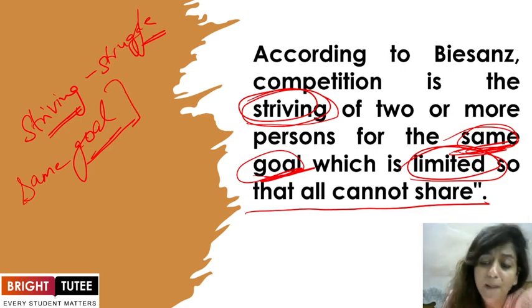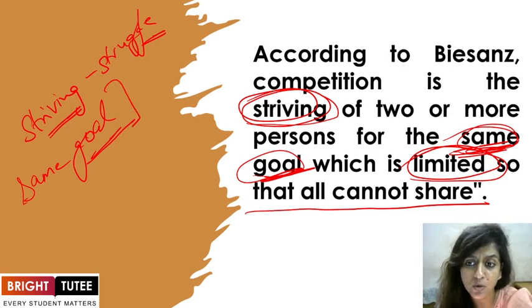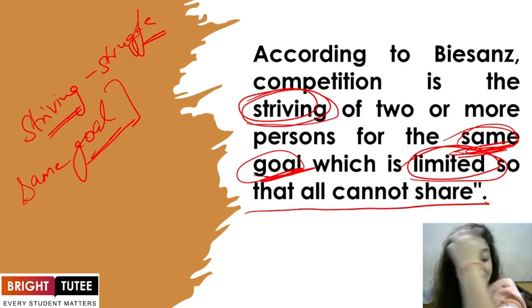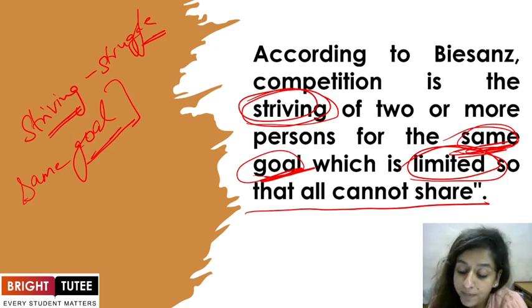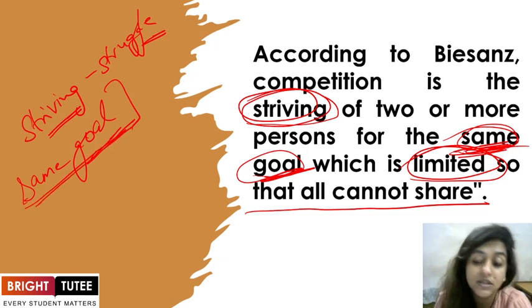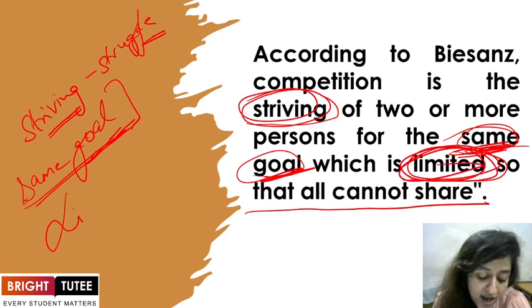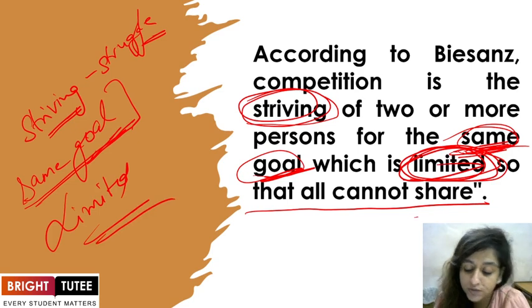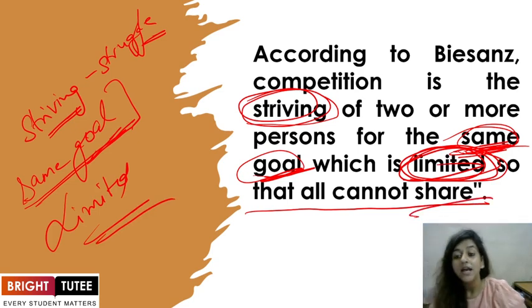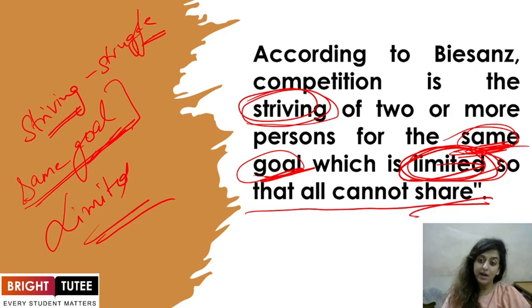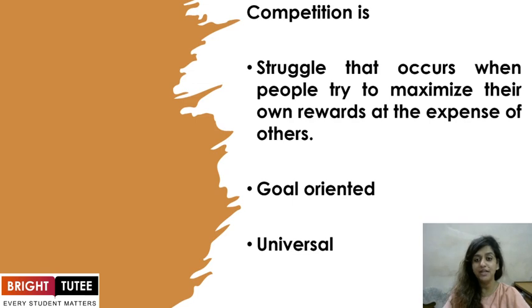Unless people have the same goal, if I do not have a goal of achieving that medal, that means I am not really in the competition. So all the people, to be a part of the competition, ought to have the same goal. And it is limited, it is not there in abundance, and hence cannot be shared. And this is how competition is explained.